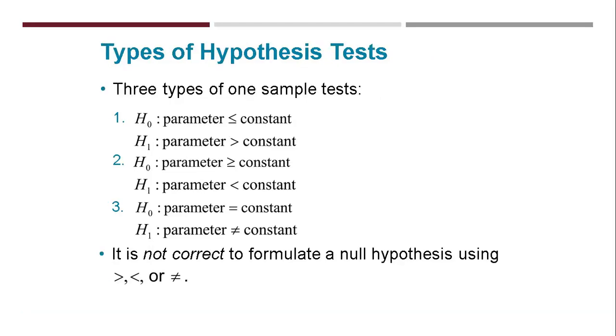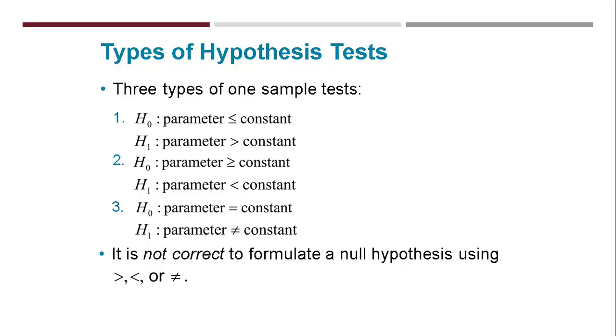The first step of the hypothesis testing procedure has to do with selecting the type of hypothesis. In hypothesis testing, there are three types of tests. We have an upper tail test, which is when the parameter is greater than the constant, a lower tail test, which is when the parameter is less than the constant, and a two-tail test, which is when the parameter is not equal to the constant.